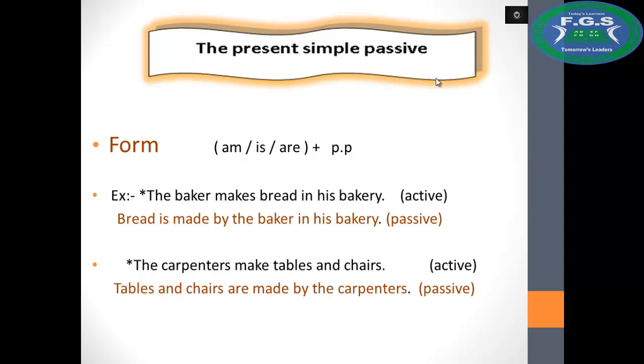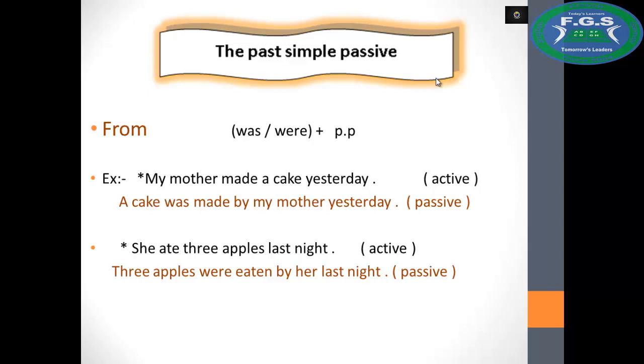That's okay? Okay. The next part, which is the past simple passive. The form of that tense is was or were plus PP. For example, my mother made a cake yesterday. The sentence is active. Why? Because I start with the subject, which is my mother. So my mother here is a subject, and made is a verb, and a cake is the object.